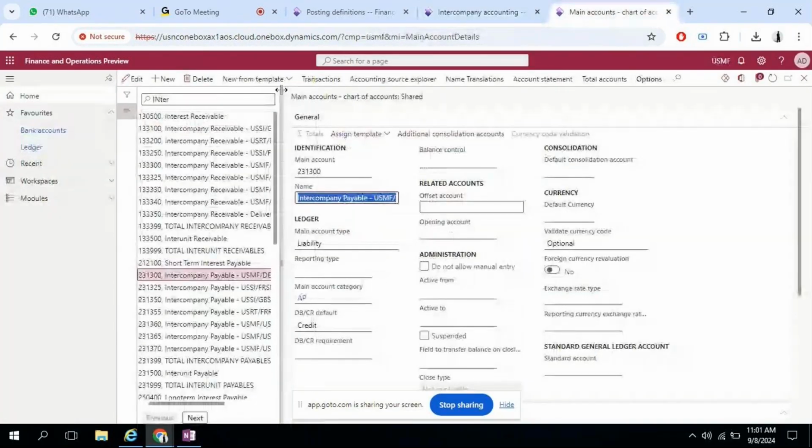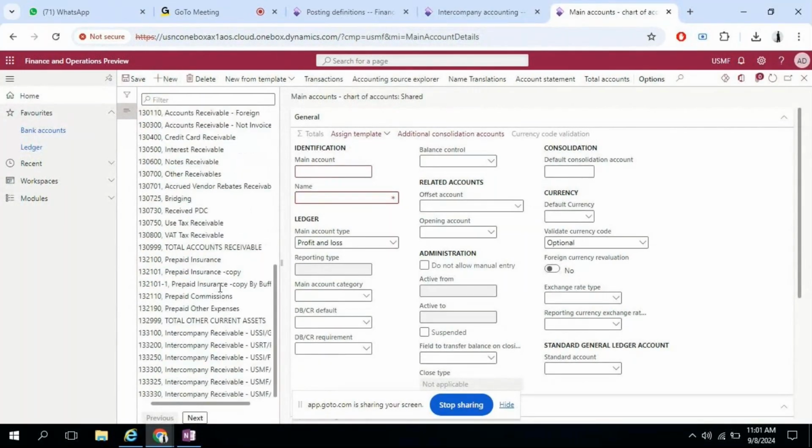So USMF, the entity is already opened with me. What I will do, I will create a main account over here only. I will take the main account as, what is the name of the 100? I will take it like this, 133101, which I can see over here. Okay, and I will copy paste it, intercompany receivables, USMF2 T004. So this is one account I have created.